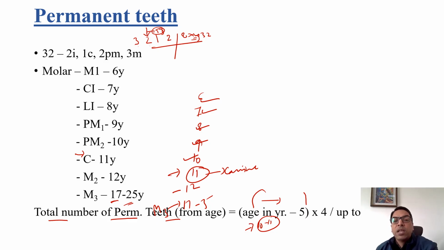For example, if we want to find the number of permanent teeth in age group 8, that means 8 minus 5 in bracket multiplied by 4, 3 multiplied by 4, it means 12. 12 permanent teeth by the age of 8 years, right? If we go back and check the permanent teeth, that means 2 molars in each jaw.